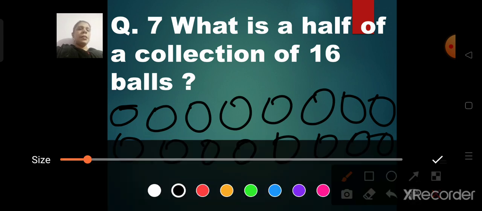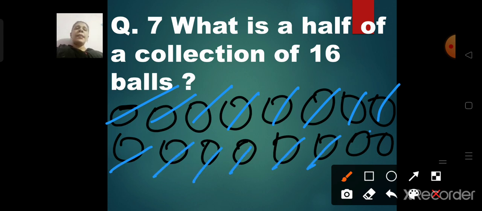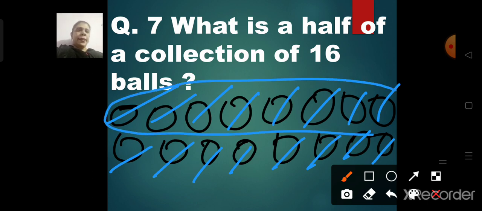Just wait, I'll change the brush. 1, 2, 3, 4, 5, 6, 7, 8. 1, 2, 3, 4, 5, 6, 7, 8. So 8 plus 8 is 16. So what is the half of a collection of 16? Now one collection is of 8 and the other collection is of 8 because 8 plus 8 is 16. Correct? 8 twos is also 16.